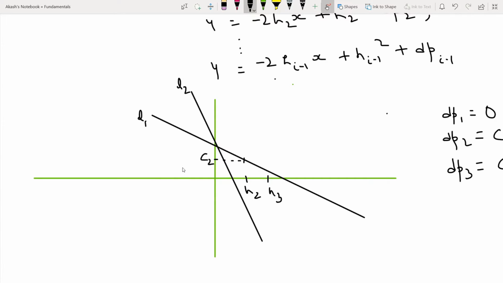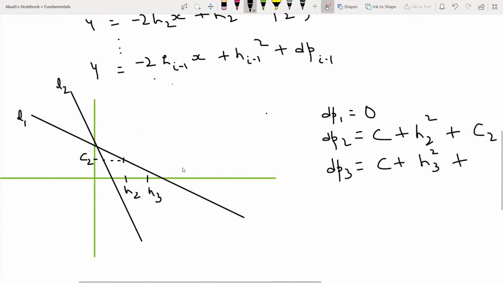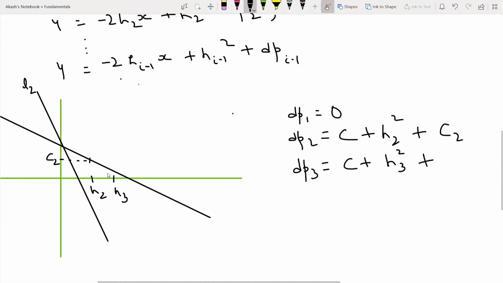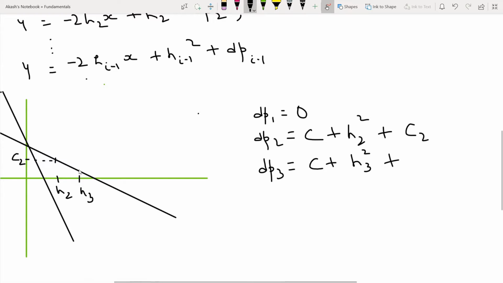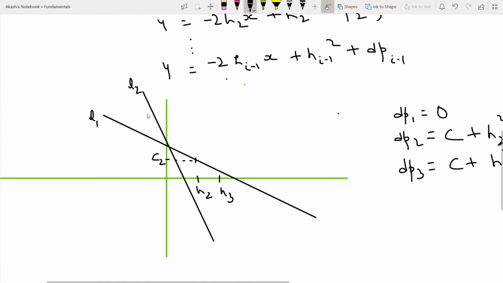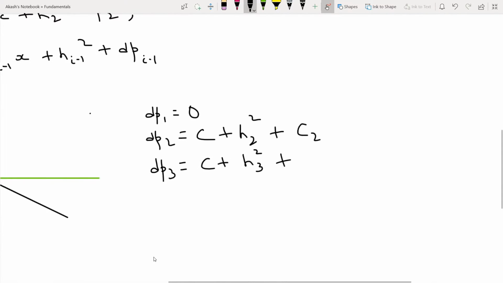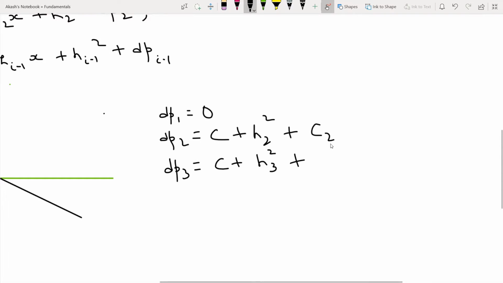It doesn't matter, but what we have to do is that using both these two lines, we can compute which line is going to give us the minimum answer. So say in this case, line 2 is going to give us the minimum value at h3, somewhere here. Okay, I have to extrapolate it. Let's say this is C3. So we have calculated dp3. This point is called C3.